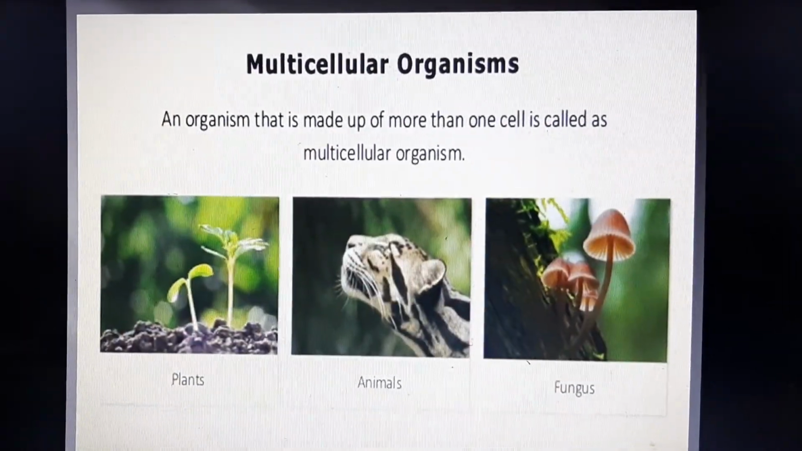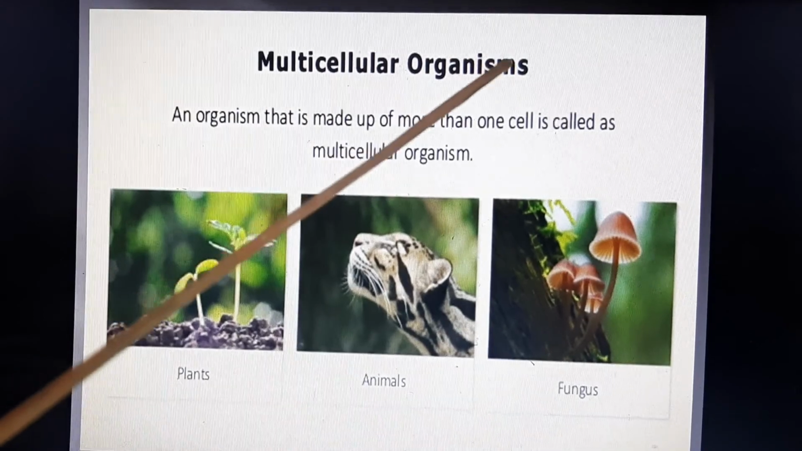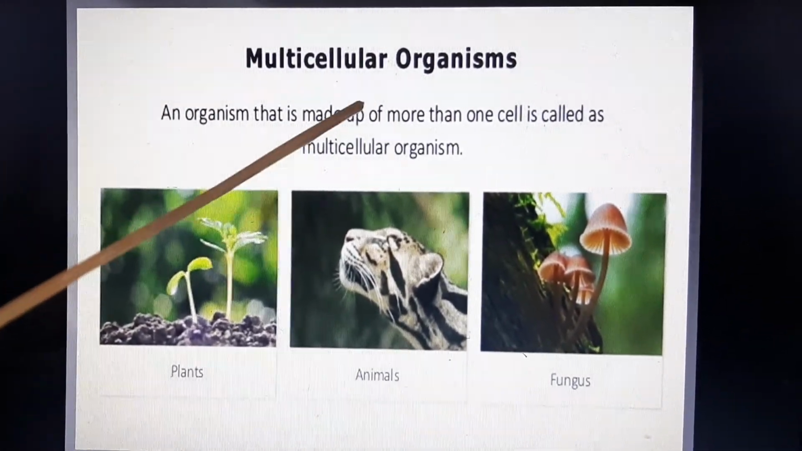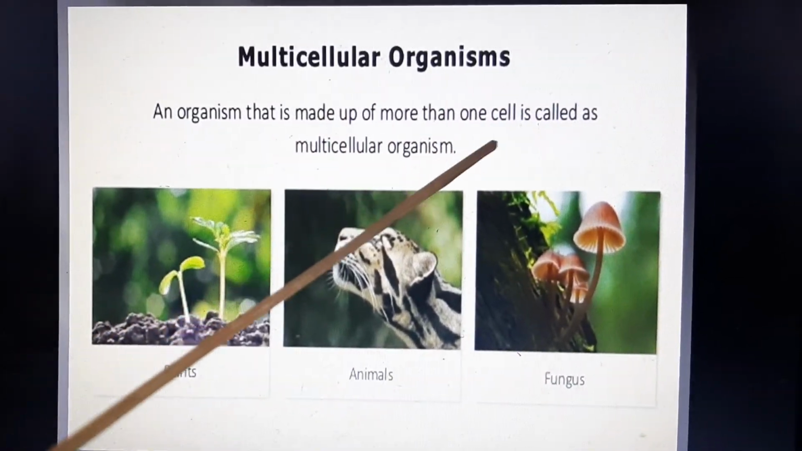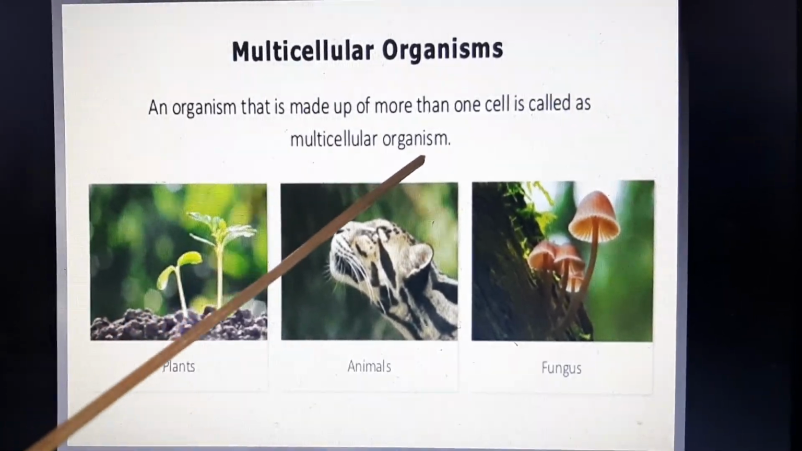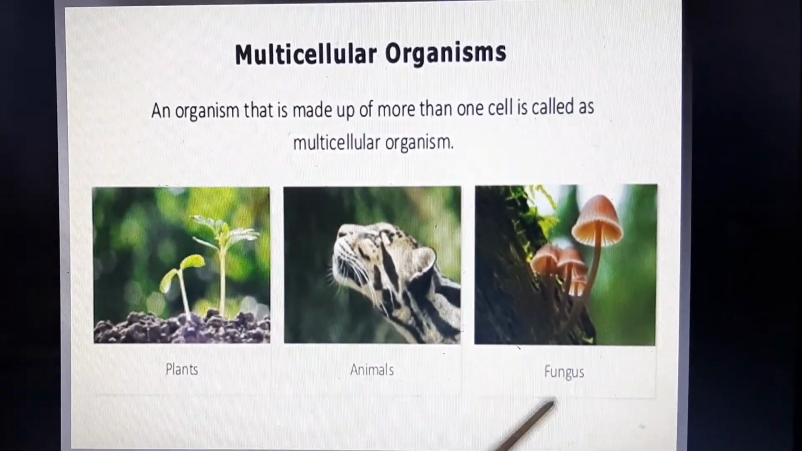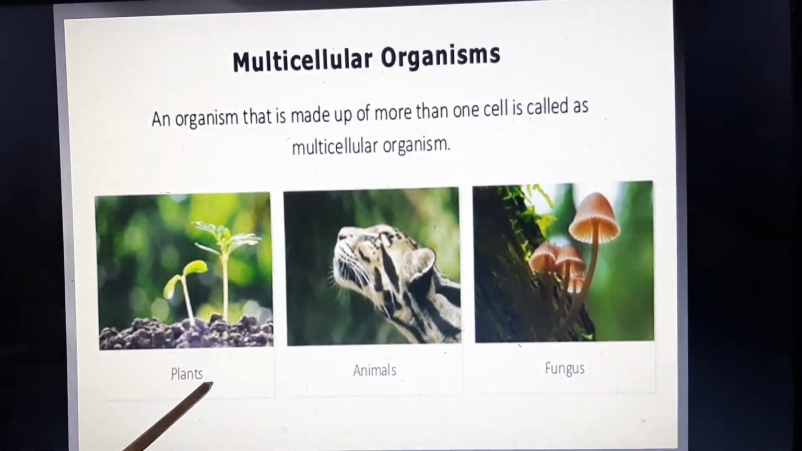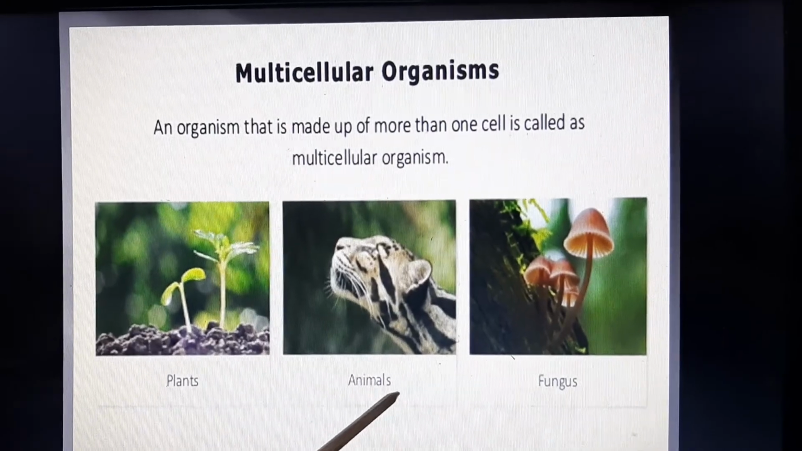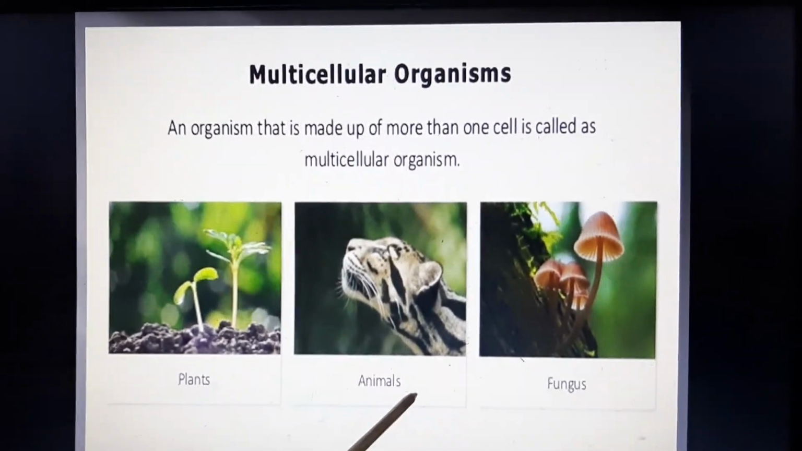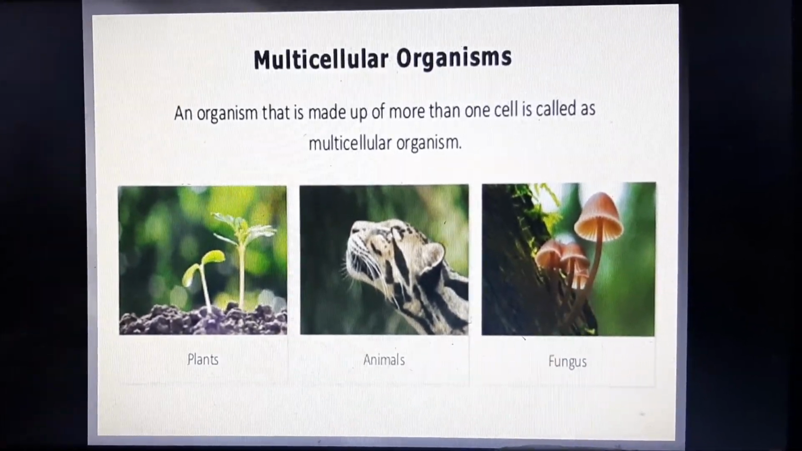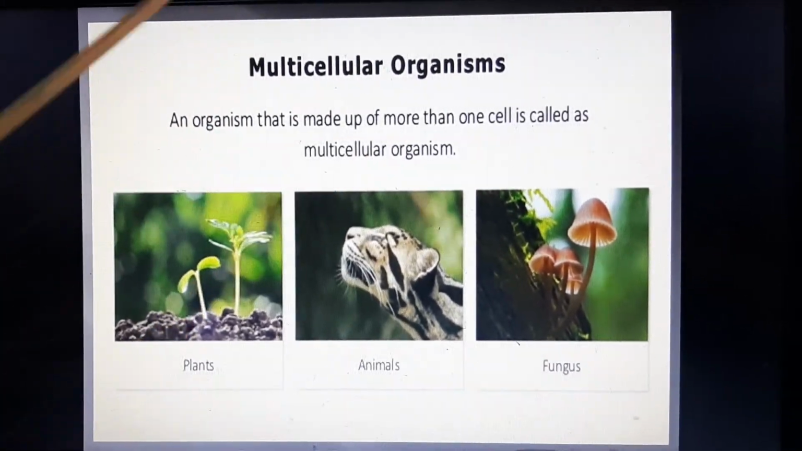Next is multicellular organism. An organism that is made up of more than one cell is called a multicellular organism. Okay students, as you can see, plants are there. Plants are made up of more than one type of cell. Animals are there which are made up of more than one type of cell. Fungus, human beings. So these are the examples you must remember for multicellular organisms.